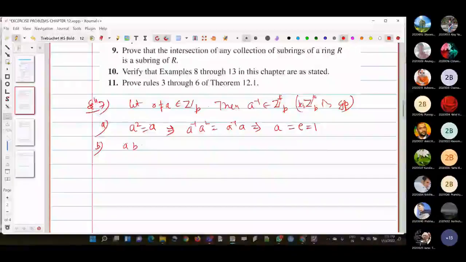So let us write ab equals 0. Then a inverse, and let us write like this.